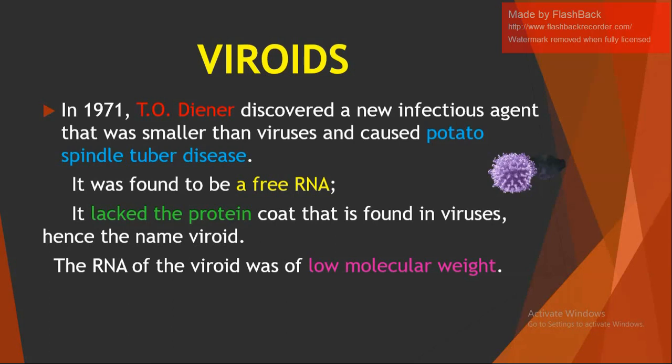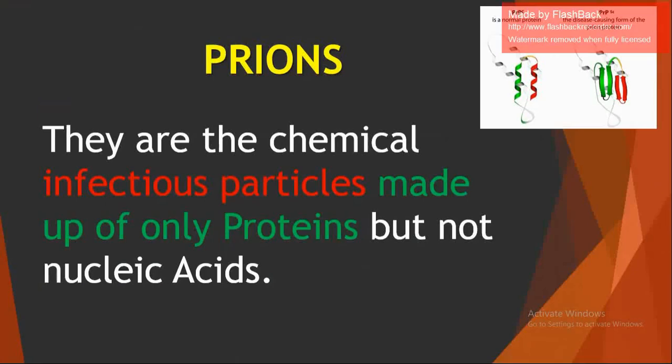What is the disease caused by viroids? It is the potato spindle tuber disease. Who was the discoverer of the viroids? T.O. Diener. Understood? Right. So let us move to the next group of infectious particles called prions. What are they called? Prions.